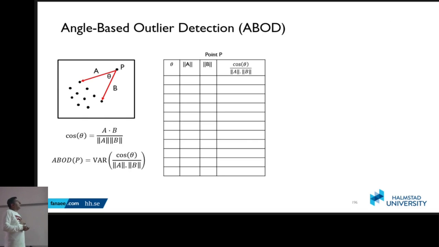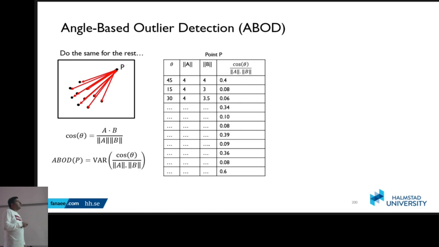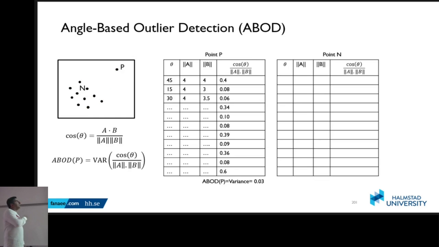I'll give you an example of how ABOD is computed. For point P, let's say we get these two random points from the data and the angle between these two vectors becomes 45. So the ABOD is computed like this, and we have ABOD of 0.4. Then if we change to these points, the angle becomes 15, so the ABOD becomes 0.8. For this point, the same. Then we compute the variance of the ABOD values, which becomes 0.03. And let's do this for point N, which we think is a normal point.